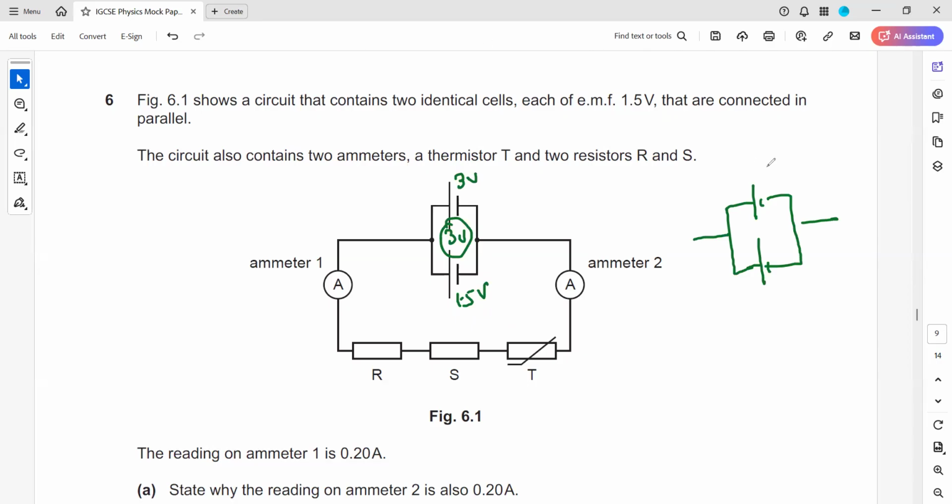So if I was having 2 volts and 2 volts, what is the combined? It will be 2. But if I was having 4 volts and 2 volts, what is the combined? The combined will be 4, the maximum value in parallel.